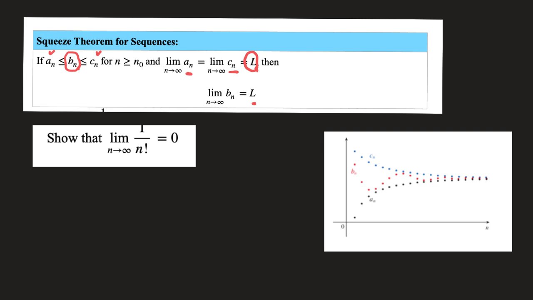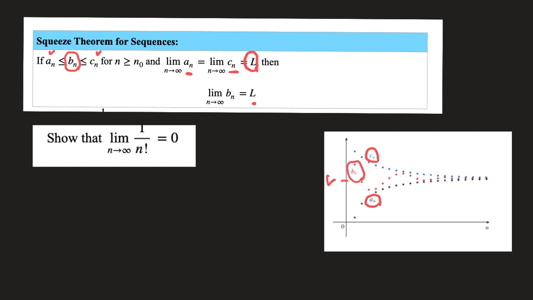So look at this one. I sketch here: a_n is right there, c_n is right there. They are going to one value, L. But b_n, in the middle between the two sequences, should go to the same number. That's what the squeeze theorem says.